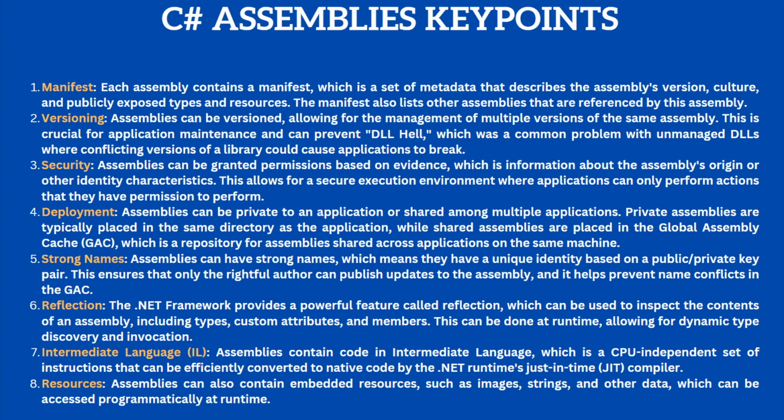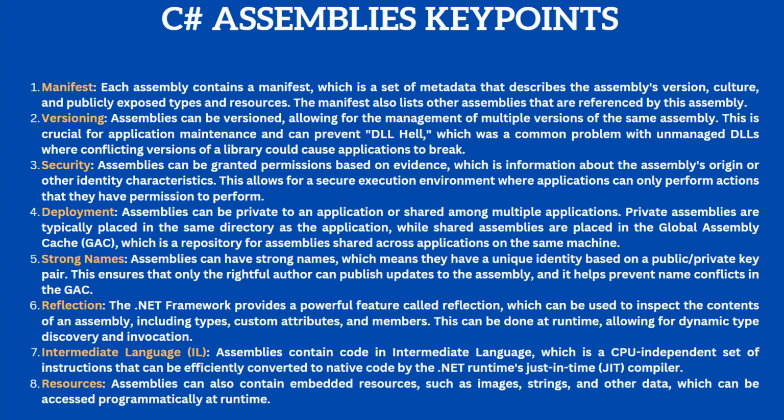Each assembly contains a manifest with a set of metadata that has the assembly version, culture, publicly exposed types and resources, and also this manifest lists other assemblies that are referenced by this particular assembly. Another key point of the assemblies is versioning. Assemblies can be versioned, which allows for managing multiple versions of your application. And the other important key points of the assemblies are security, deployment, strong names, reflection, IL, and resources.